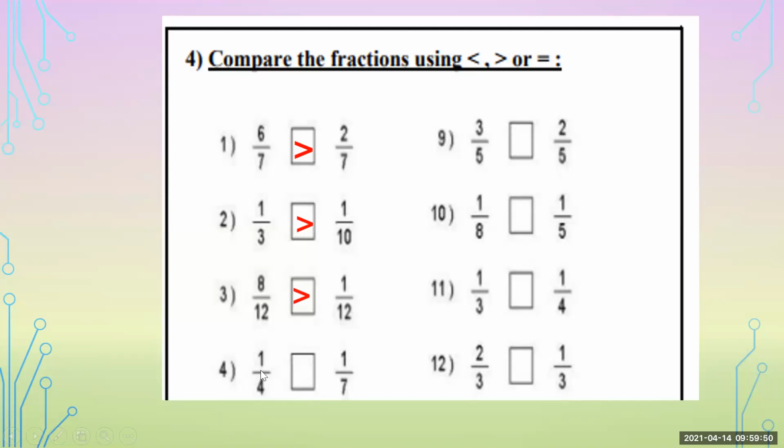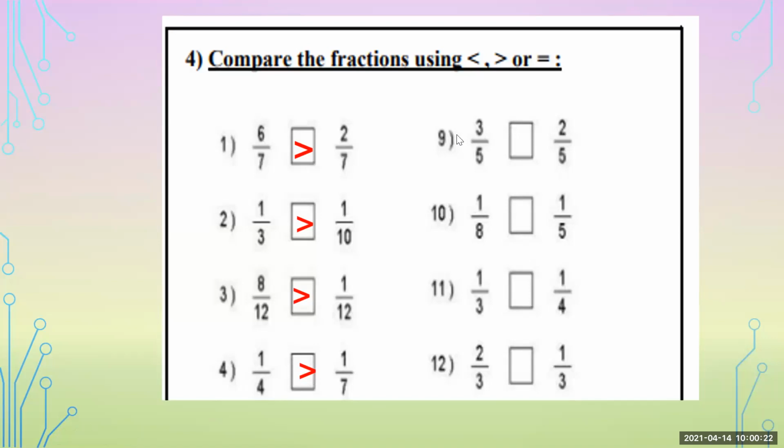Number 4, 1/4 and 1/7. Is it normal or crazy? Is it crazy? Yes, we have the same numerators here. So it's crazy. So the small will be the bigger. So 1/4. Crazy. Yes, excellent, ya Adam. Jana, Taim. Great, Saja. Excellent, my dear. Great, ya Hamza.